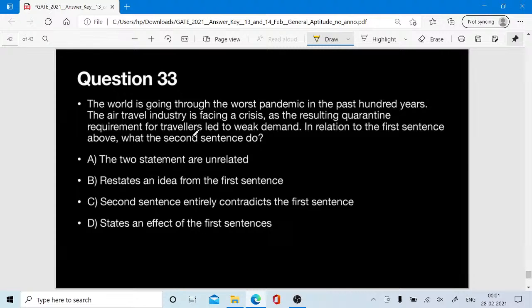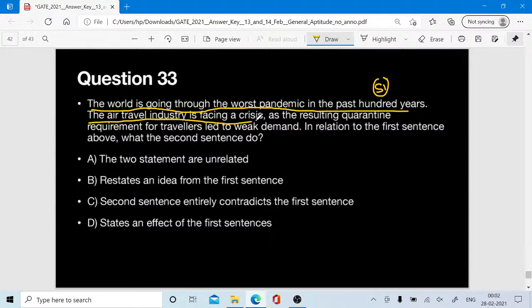Okay, so you can see this. The first statement: what is the first statement telling? The world is going through a worse pandemic situation in the past 100 years. This is statement 1. The air travel industry is facing a crisis as the resulting quarantine requirement for travelers led to a weak demand. This is statement 2.